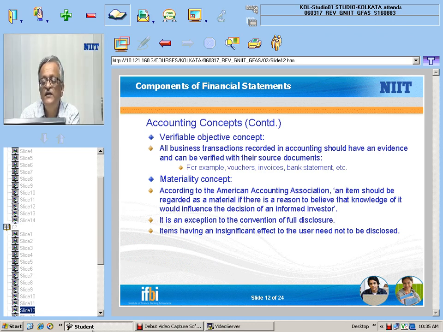Just speak from Rajul Garden, I didn't get what is revenue concept. Revenue concept, as already I told you, revenue concept means revenue can be accounted for if it is earned.